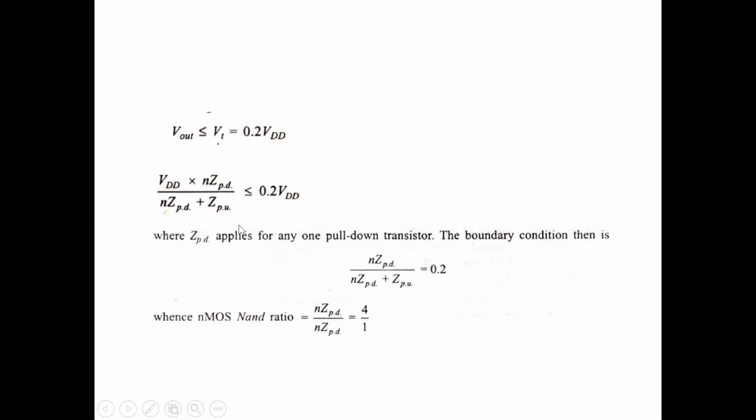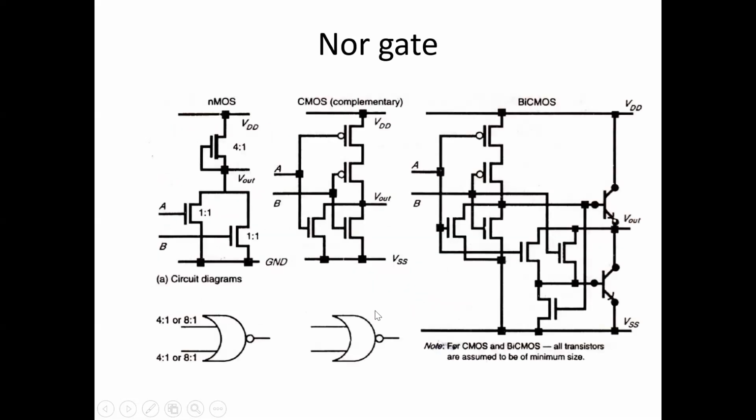So Vout equals VDD into N Z pull down divided by N Z pull down plus Z pull up. Now cancelling VDD on both sides, you have N Z pull down divided by N Z pull down plus Z pull up equal to 0.2. Therefore, this will give you a ratio for the NAND gate. The pull down to pull up should be around 4:1. The ratio will be 4:1 here.